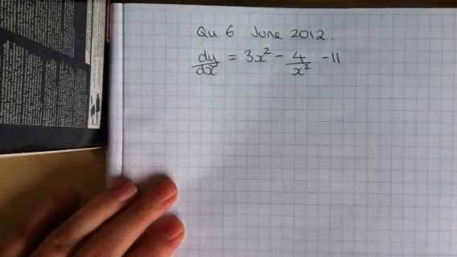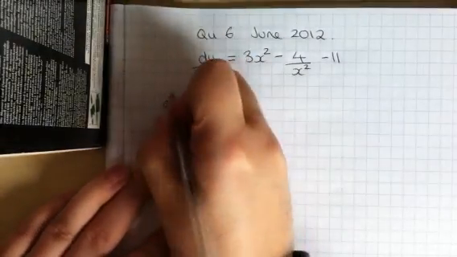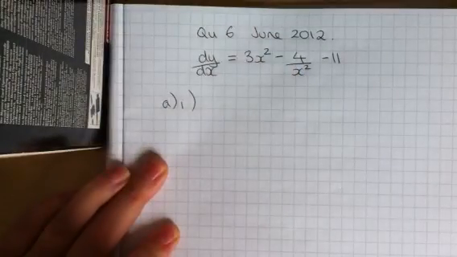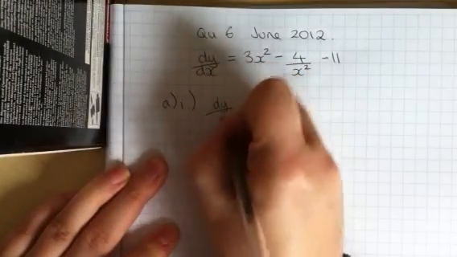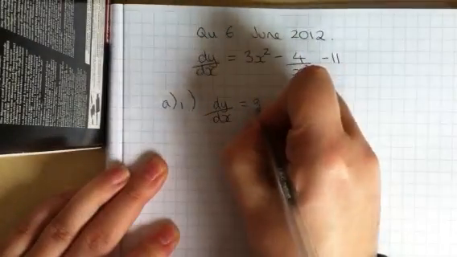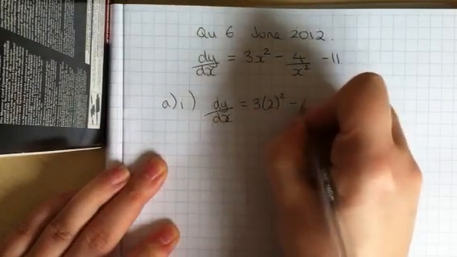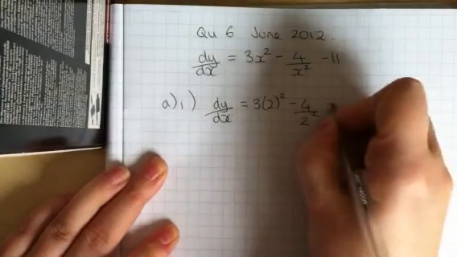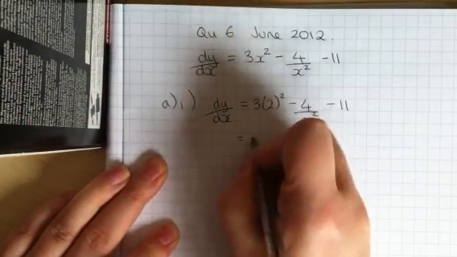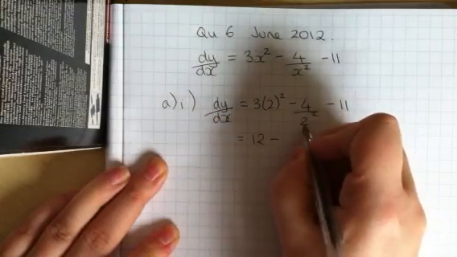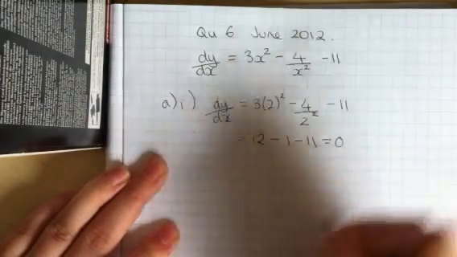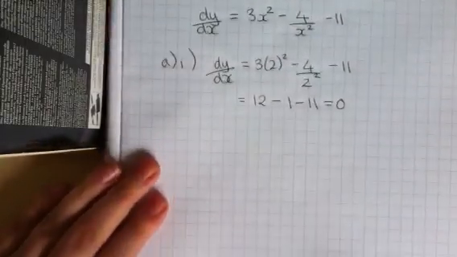Question 6, June 2012. You've got a differential. Question A, part 1, asks you to verify that dy by dx is 0 when x is 2. So if you just take your dy by dx, which is written above, and stick a 2 in there, you get 3 times 2 squared minus 4 over 2 squared minus 11, which is 2 squared is 4 times 3 is 12, minus 4 divided by 2 squared is 4, 4 divided by 4 is 1, minus 11, and that is equal to 0. And that's you done for that one.